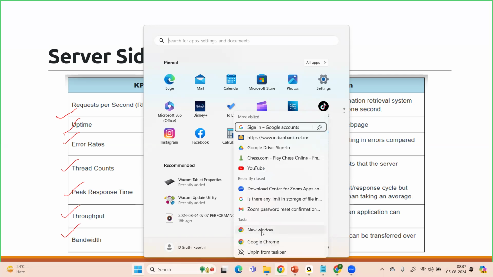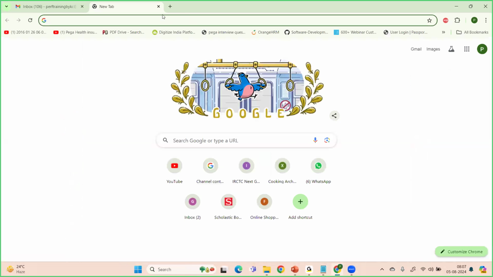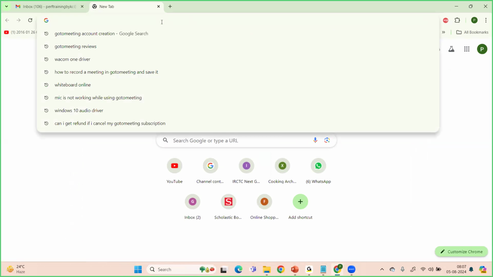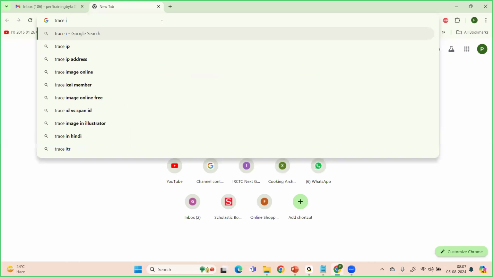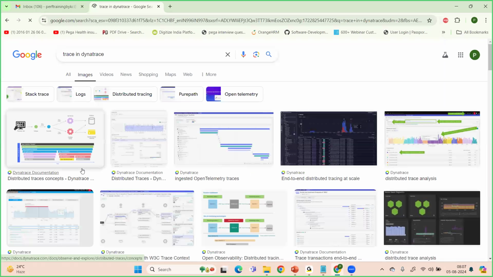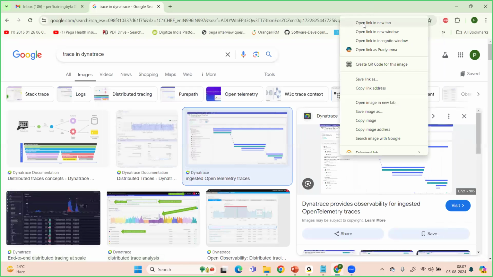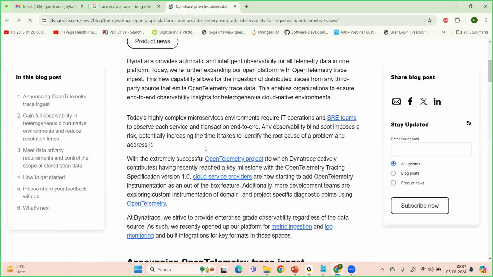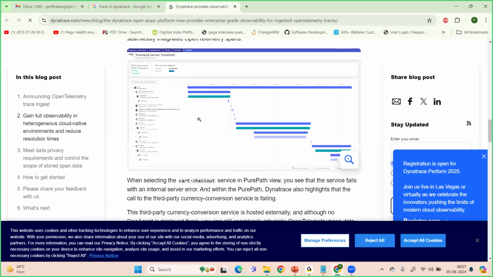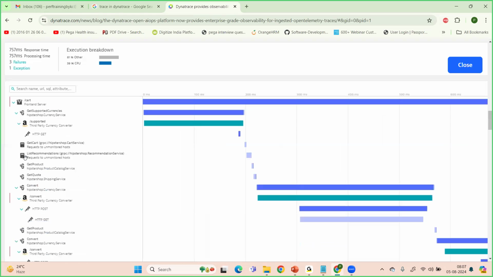Let me try to open that. I don't think we are going to have that image or not, but let me check. Dynatrace. Okay, let me go for images. If you see this image, hope you guys are able to see this image, right?